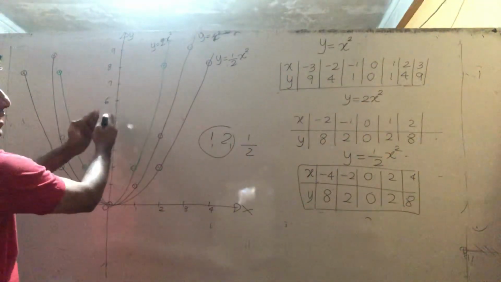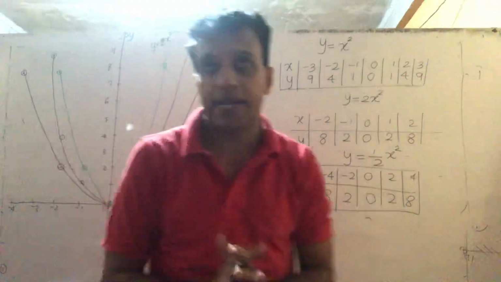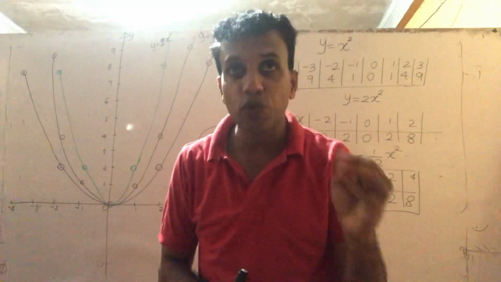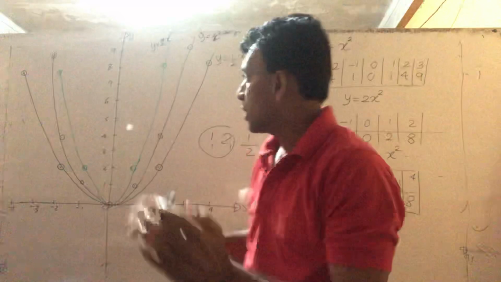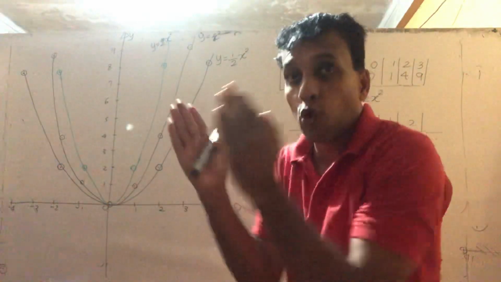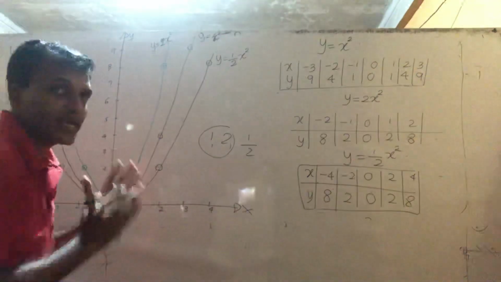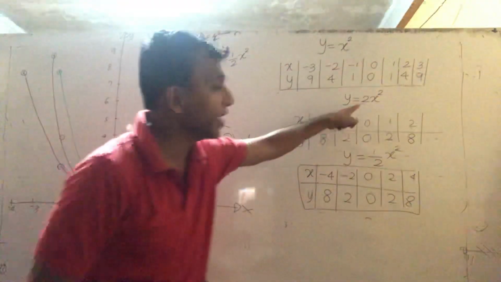From the y-axis, the graph widens. Just take a note in your own words. When the coefficient of x square is increasing, the graph becomes narrow towards the y-axis. Coefficient means the number in front of the x square.